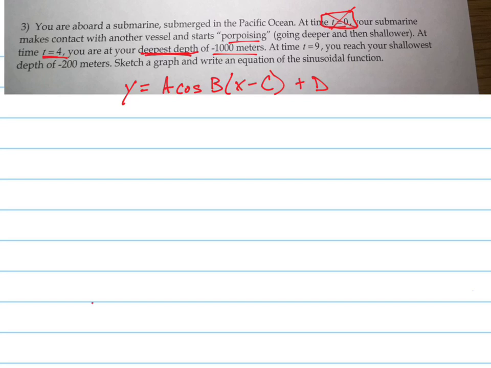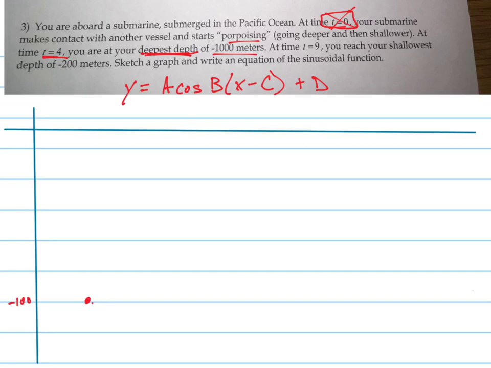So we're going to use that equation and we're going to put some points down. At t equals 4, it's at the deepest level, which is negative 1,000 meters. So let's make our little chart in here. We know it's going to be underneath. So there's my XY axis, and so this is 4. Is it 4 seconds or 4 minutes? Time t equals 4, whatever. Probably 4 minutes. I don't know much about submarines. And this is negative 1,000. Okay, so that's my deepest point.